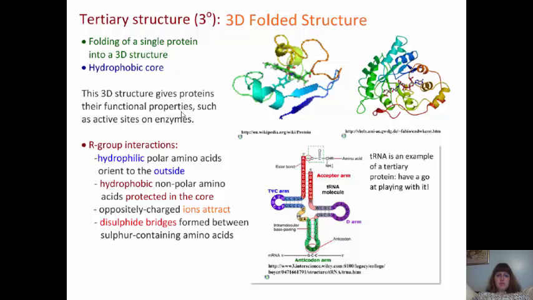So there are 4 things that we're looking at that happen for the protein to fold into its tertiary structure. You have the hydrophilic amino acids start to orient towards the outside, and the hydrophobic amino acids start to be oriented to be protected in the core of the protein. Then you have the oppositely charged ions attracting, the positive and negatives, forming salt bridges. And then finally you have the sulfurs forming disulfide bridges.